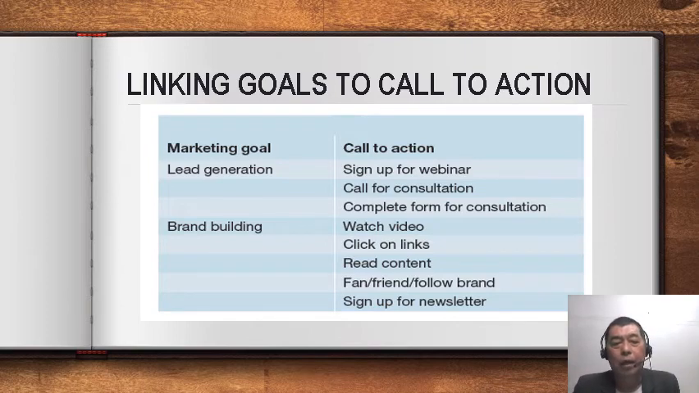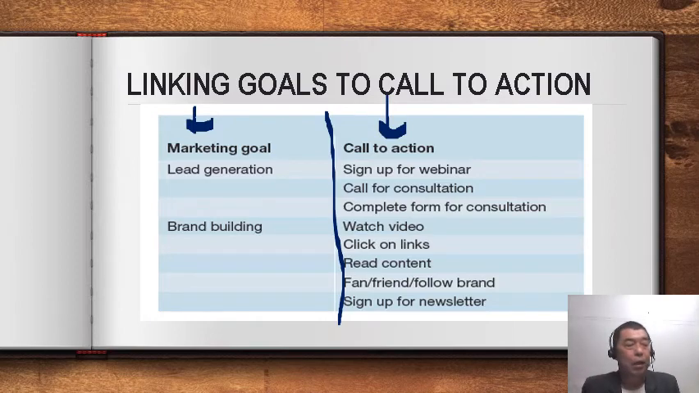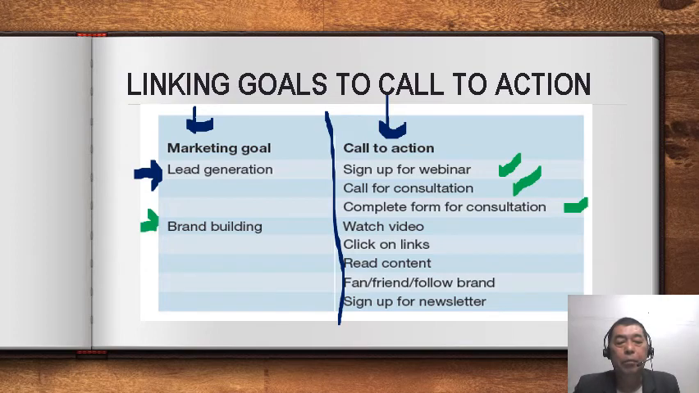So for example, you have the first column, which is the marketing goal, and the second column, which is what you want them to do, the call to action. Let's say, for example, lead generation. In lead generation, you want them to sign up for a webinar, call for consultation, or complete a form for consultation. So these are the things you want them to do. If your marketing goal is brand building, what do you want them to do?